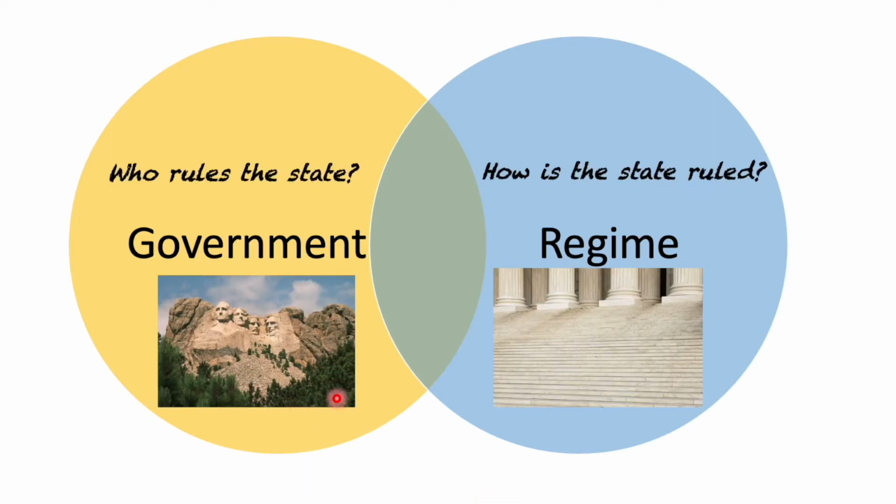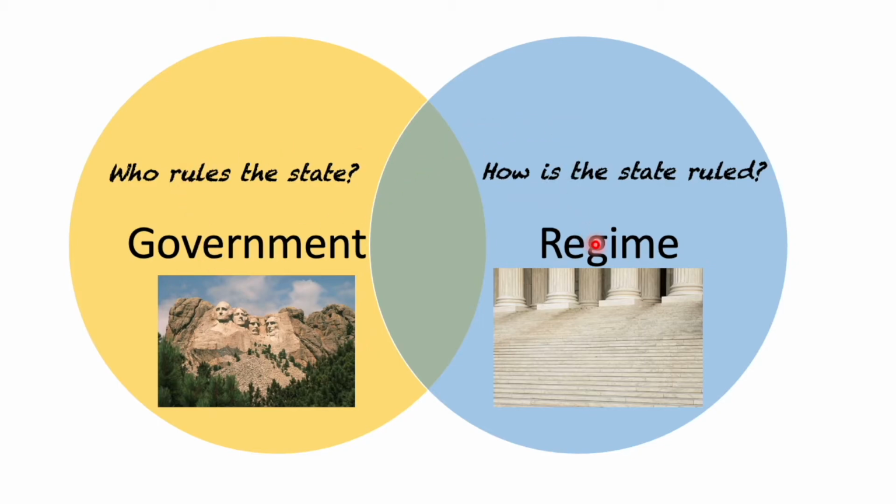So basically, when you are trying to remember the distinction between government and regime, remember the government is who rules the state, what people are in charge of making the rules at a given moment, and the regime is how the state is supposed to be ruled. What are the foundational principles upon which the government can make their decisions?